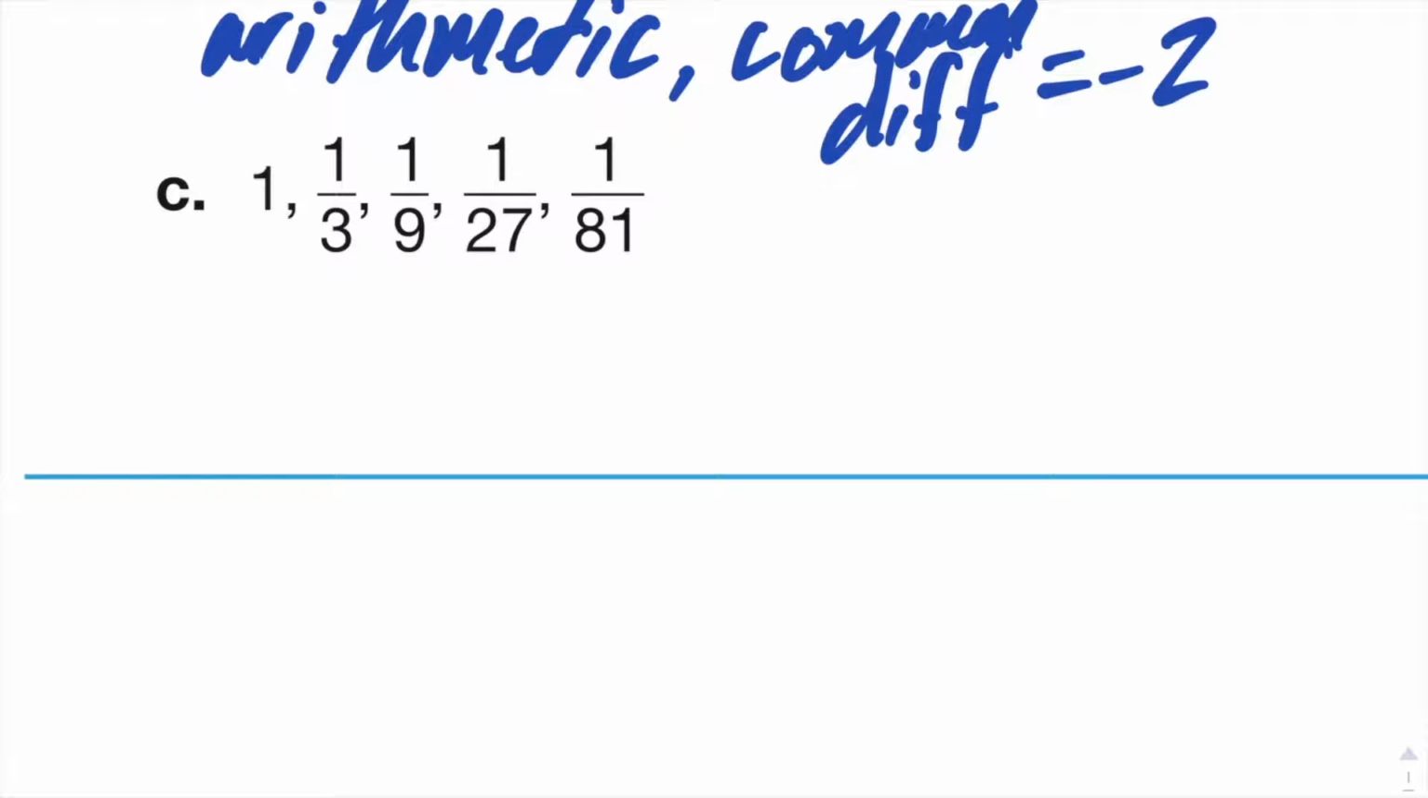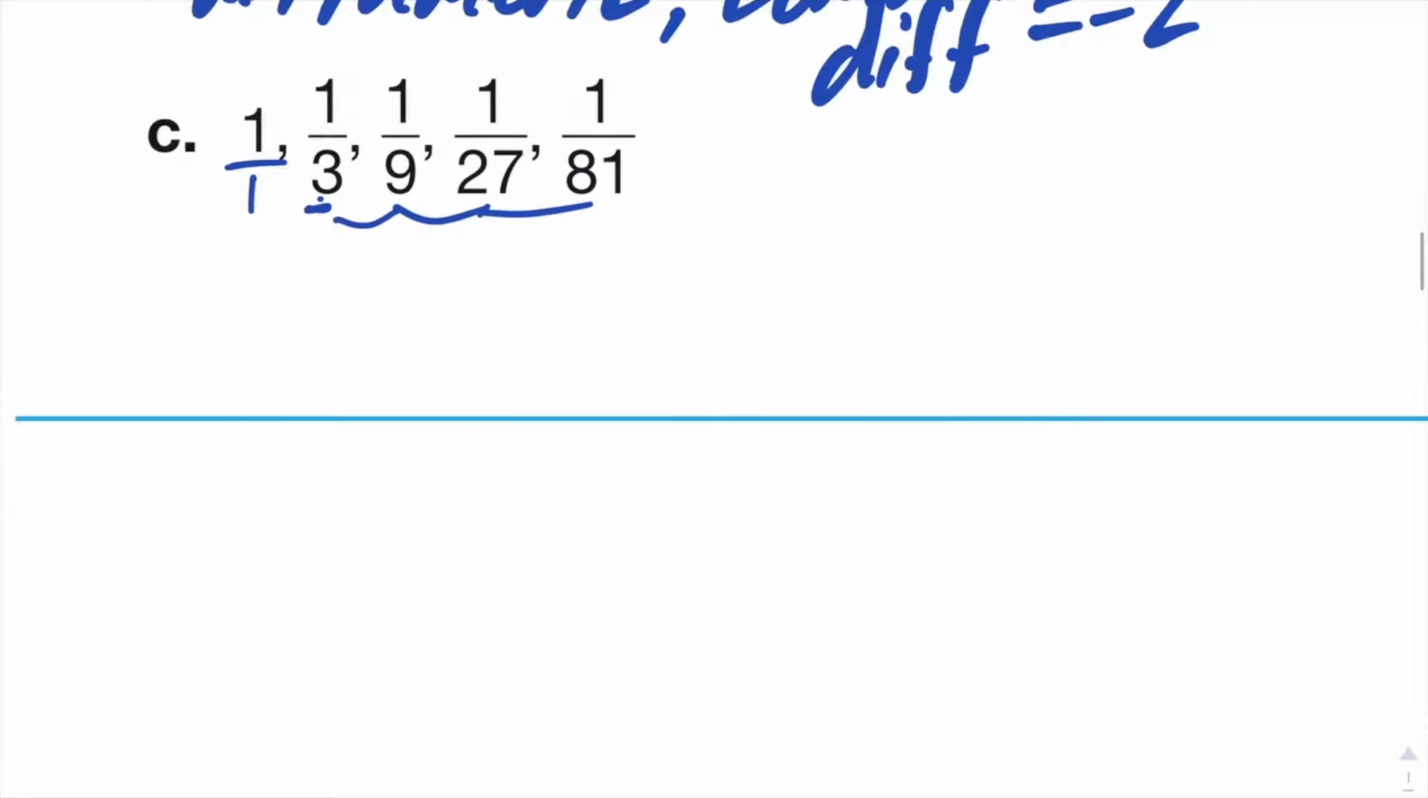Letter C. Again, I like to take a look at them first. This is technically 1 over 1. Then the denominator goes by 3's, right? 1 times 3 is 3. 3 times 3 is 9. 9 times 3 is 27. 27 times 3, I think, is 81. So let's go ahead and divide these. Or we know it's going to be geometric.